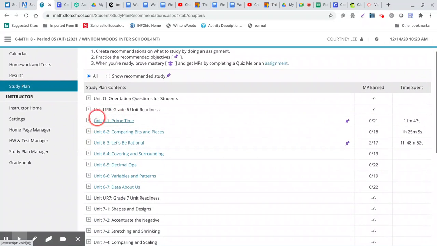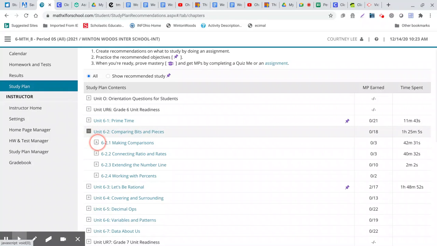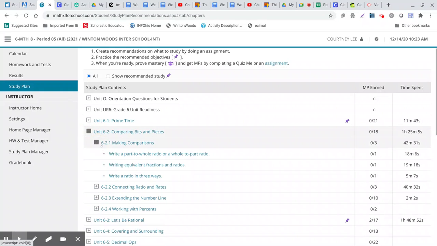Prime time was first quarter, so leave that alone. Second quarter, we did 2 units. We did unit 2, we did unit 3. So you would click on the plus sign, and you have to try to get these mastery points.